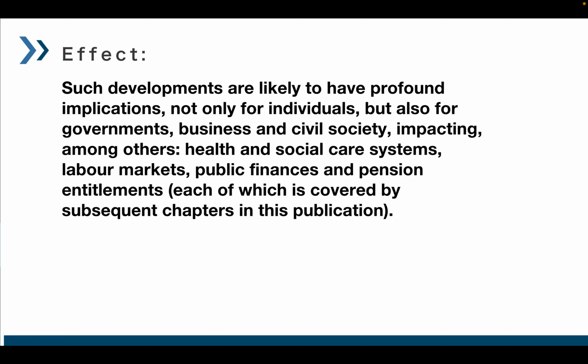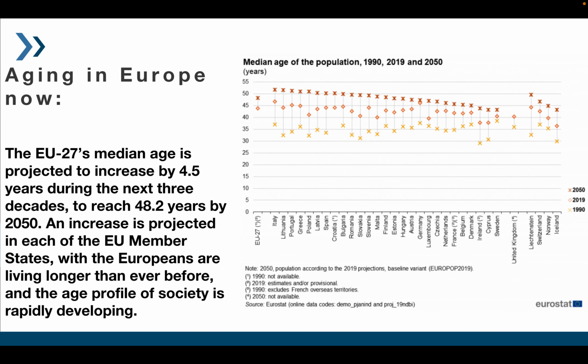Such developments are likely to have profound implications, not only for the individual but also for governments, business and civil society, impacting among others the health and social care system, labor market, public finance, and pensions, as covered in the supplements on the subjects in this publication. However, the focus of the opening chapter is a set of demographic indicators that describe the latest developments in aging in Europe. So the next one is aging in Europe now.